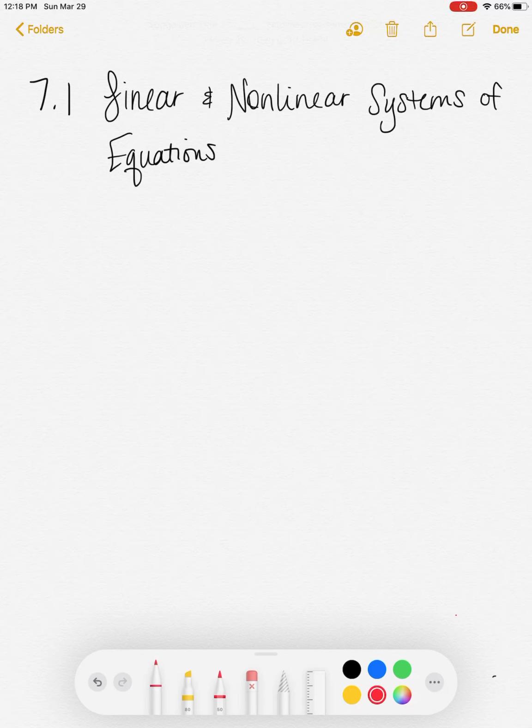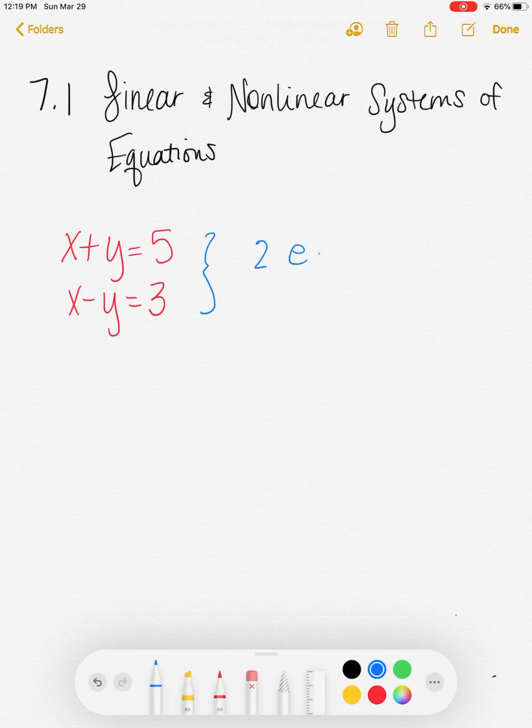All right, so we're going to start with this right here. We have x plus y equals 5. We also have x minus y equals 3. All right, so this is a system of equations. It's a system because we have two equations, two variables. Because we have two equations and two variables, we can solve for a finite solution.